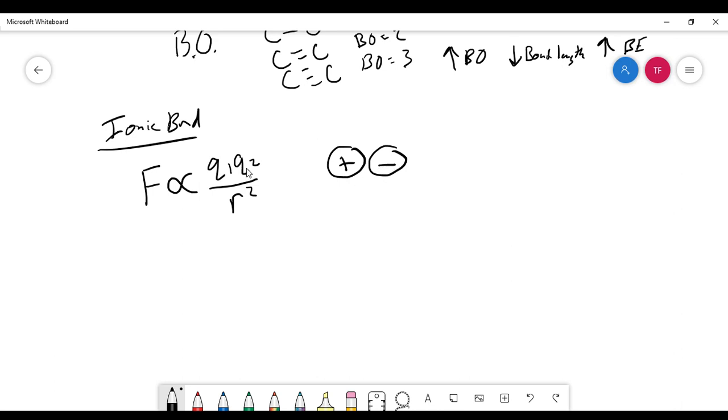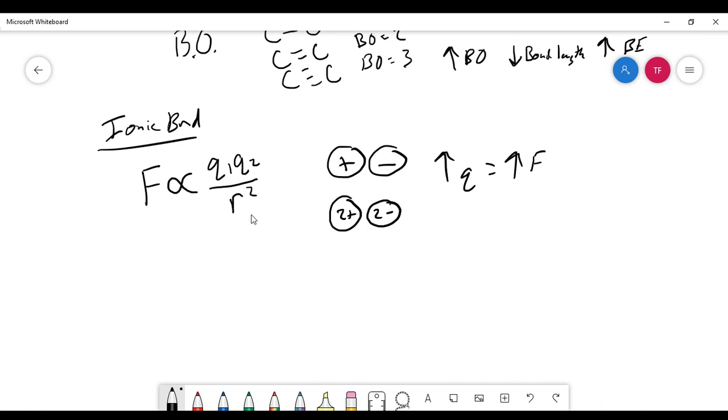Well, one factor that's going to affect that force is the charge of the ions. If you have two ions that have more charge, then they are going to attract each other with more force than atoms that have lower charge. So the higher the charge in the numerator, the greater the force of attraction between the two ions. So high charge equals high force when it comes to bond strength of ionic bonding.